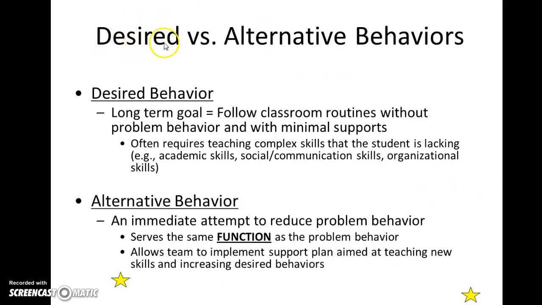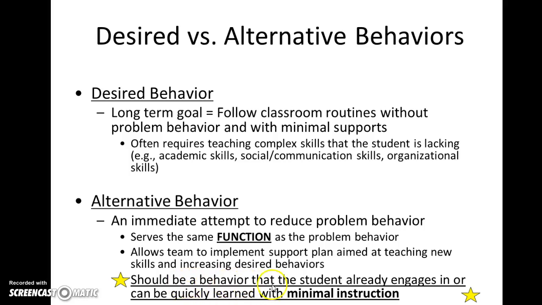So what is the difference between desired and alternative behaviors? Well, desired behavior is the long-term goal. So follow classroom routines without problem behavior and with minimal support. So that's what you really want. That often requires teaching complex skills that a student is lacking, like academic skills, social communication skills, or organization skills. The alternative behavior is an immediate attempt to reduce problem behavior. So it serves the same function as the problem behavior, but allows a team to implement support plans aimed at teaching new skills and increasing desired behaviors.